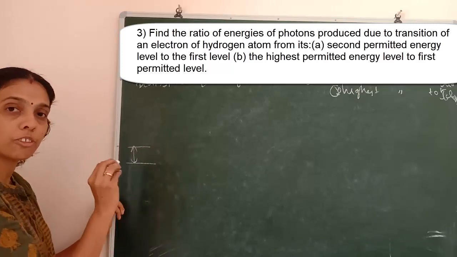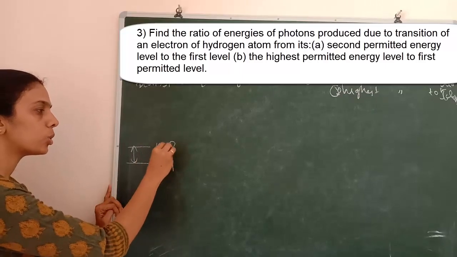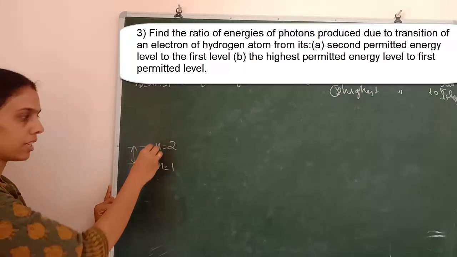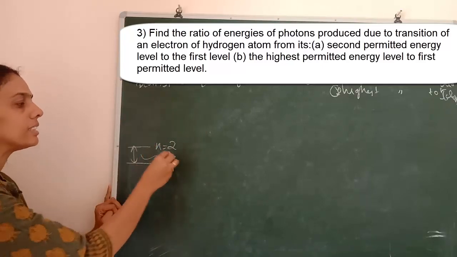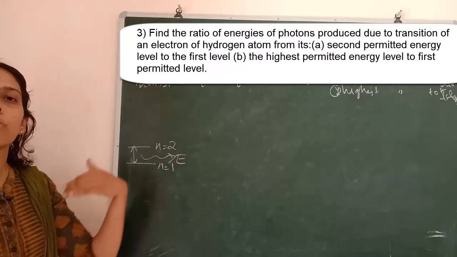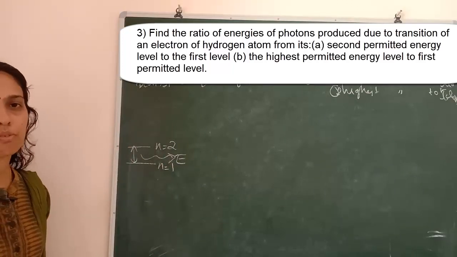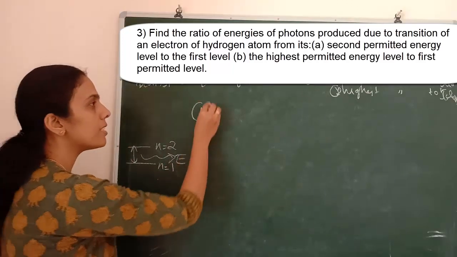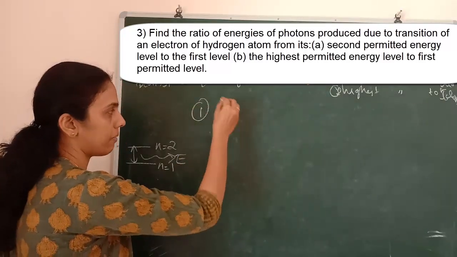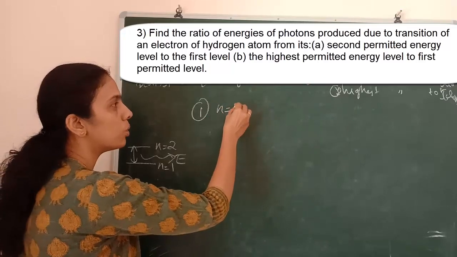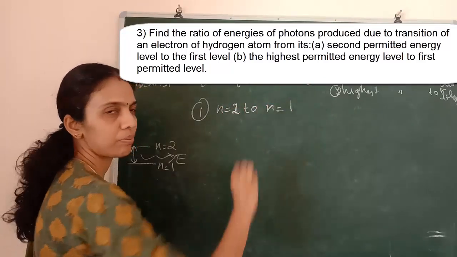Which is the first permitted level? Ground state, n is equal to 1. n is equal to 2 is the second permitted level. So while it is transitioning like that, what is the energy of transition of the photon? That one we should find out. So the first one is second permitted level to first permitted level. So n is equal to 2 to n is equal to 1.